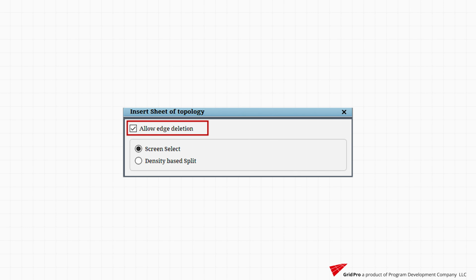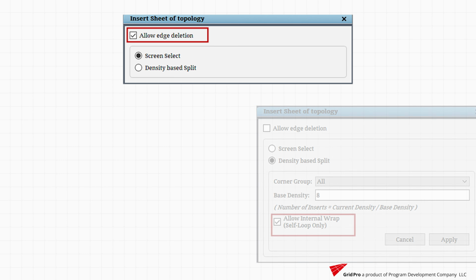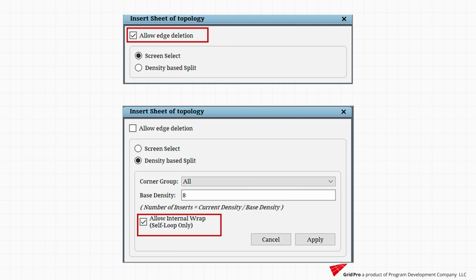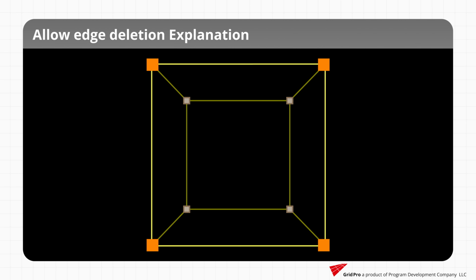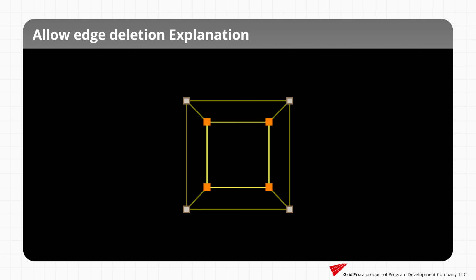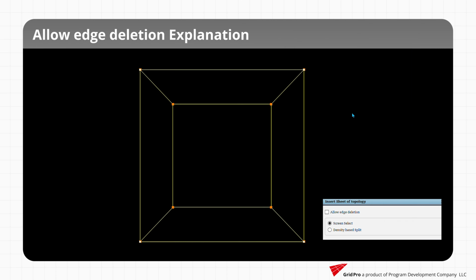Additionally, the flags allow edge deletion and allow internal wrap can be used as necessary. The allow edge deletion flag can be enabled when there exists a wrap inside a wrap scenario, in which the corners of the wrapped layer are free to move from inside to outside and outside to inside of the corners used for wrapping. While normal insert can create additional inserts, the allow edge deletion flag automatically deletes the additional insert to retain the valid topology.